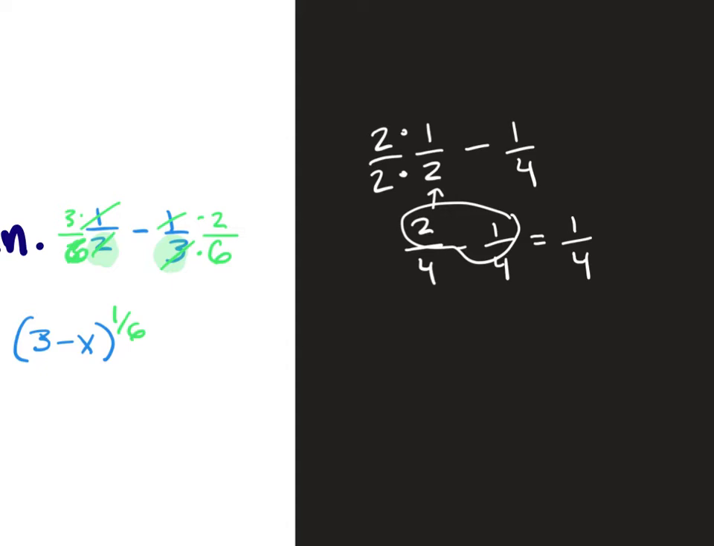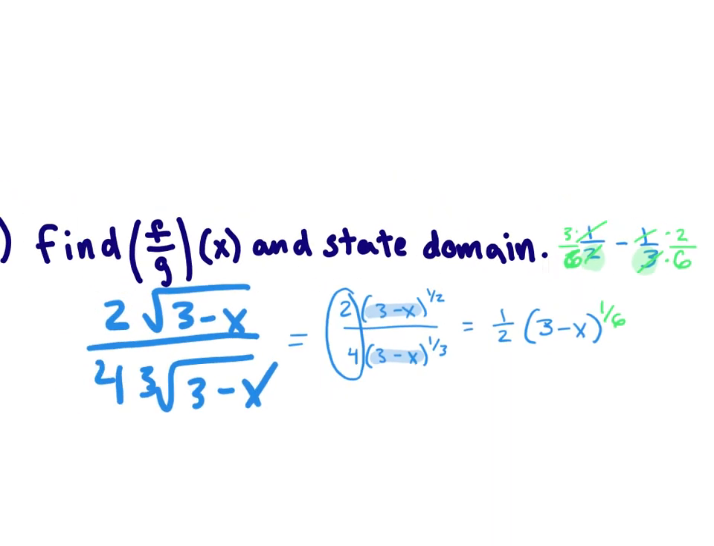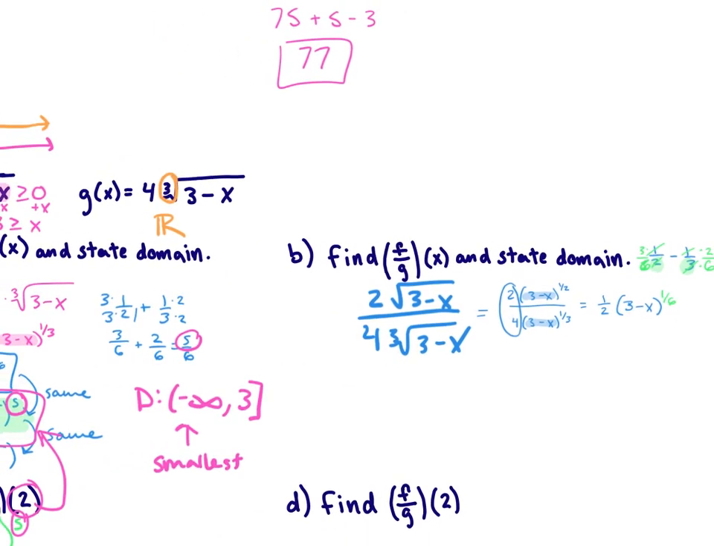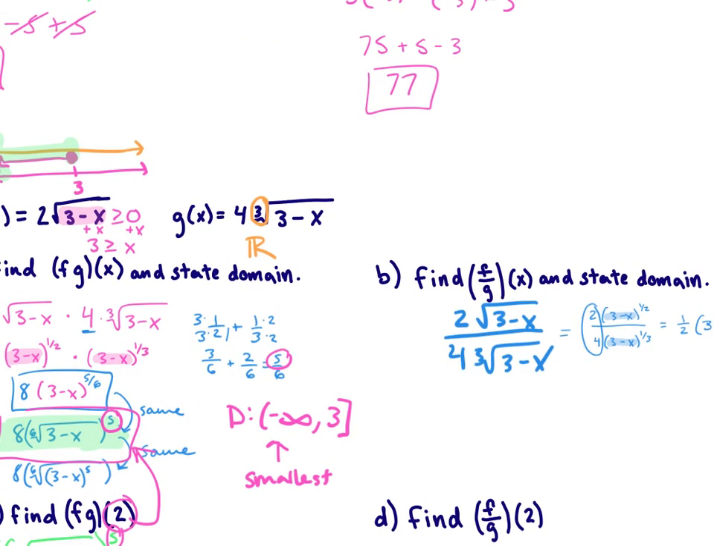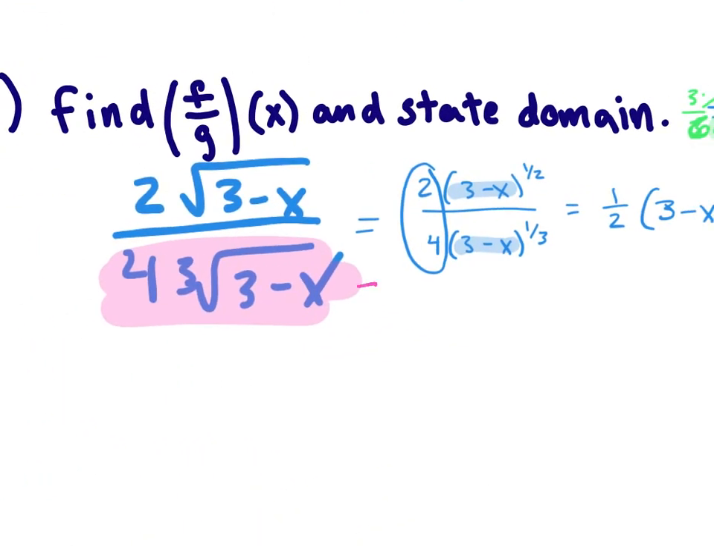All right, now we can check our domain. Our domain's going to be the same as it was when we were multiplying, but the one additional thing we have to check for is we can't have 0 in the denominator. So we're going to set this denominator not equal to 0. And we solve for x. So how would we solve for x here?